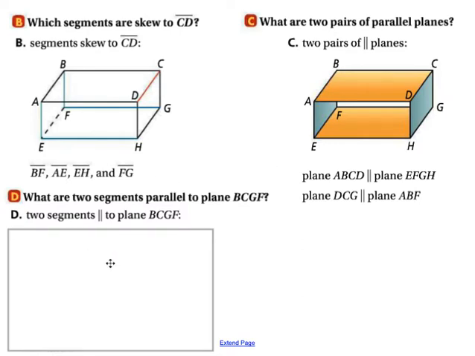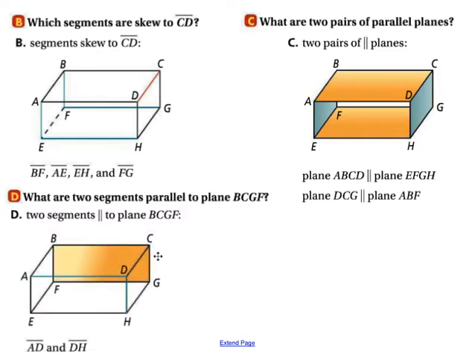Two segments that are parallel to BCGF. So that's the back side, BCGF. Two segments that would be parallel, you could have the front segment AD. You could have the front segment DH. You could also have AE or EH. Those are all parallel to the back plane.